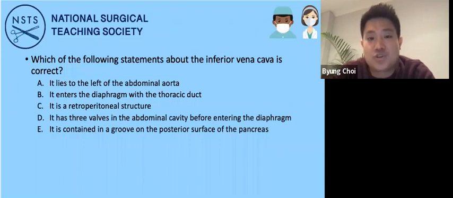Okay, so which of the following statements about the inferior vena cava is correct? Apologies, you may have seen that, but we'll go through it anyway. A, it lies to the left of the abdominal aorta. B, it enters the diaphragm with the thoracic duct. C, it is a retroperitoneal structure. D, it has 3 valves in the abdominal cavity before entering the diaphragm. And E, it is contained in a groove on the posterior surface of the pancreas.